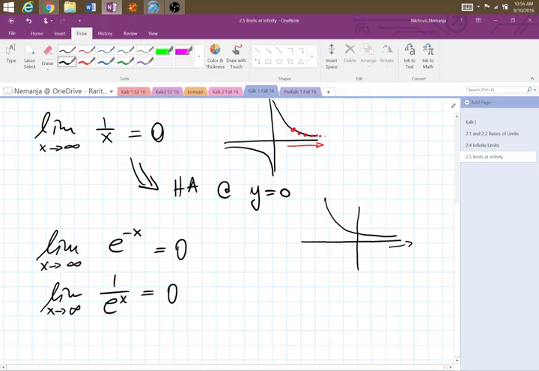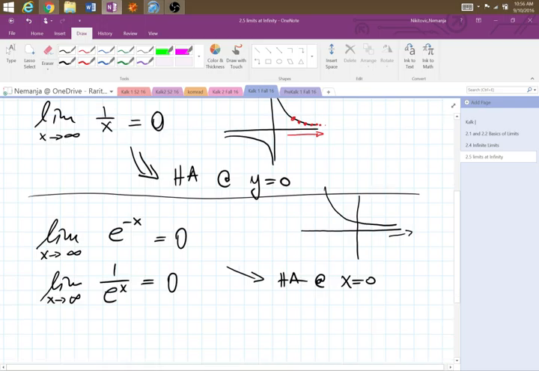So that was another example. And both of these are sufficient to say there is a horizontal asymptote at y equals 0.